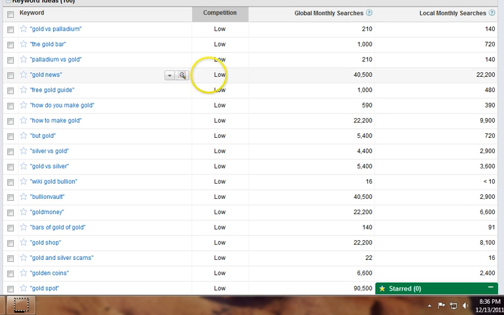Okay, so we have gold news, low. Now, if you were going to write an article or a web page based on buying gold, this might give you some information. You know what, 40,000 people search on gold news, and that's got a low competitor rank. You might have a better chance if you embed the words "gold news" selectively and tastefully into your article or your website page. How to make gold, unless you're an alchemist, that's maybe not relevant for you, but you've got the same dynamic in effect. Gold shop, gold spot.